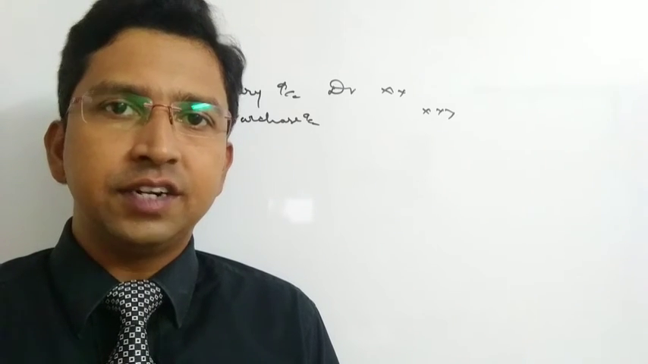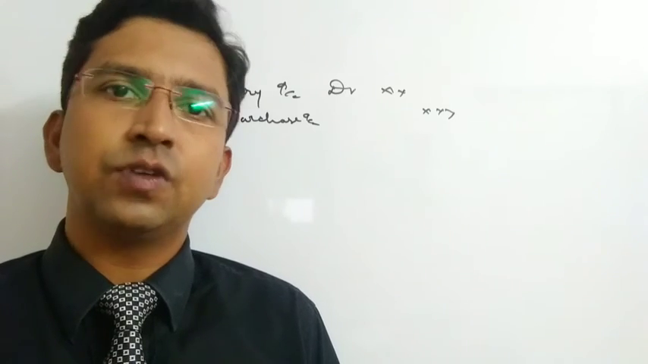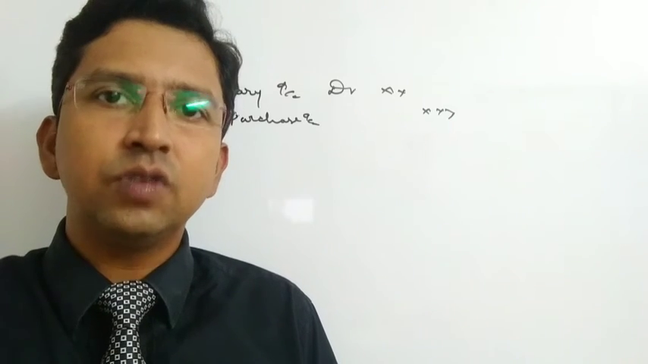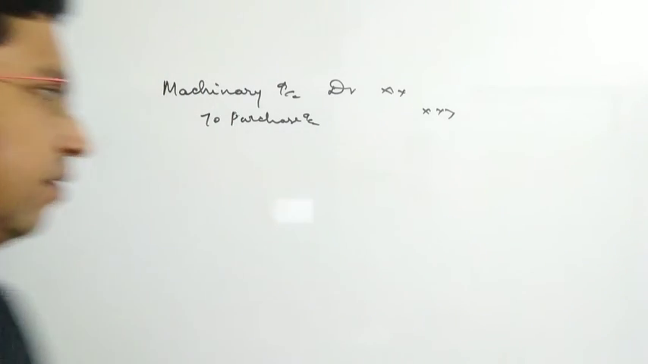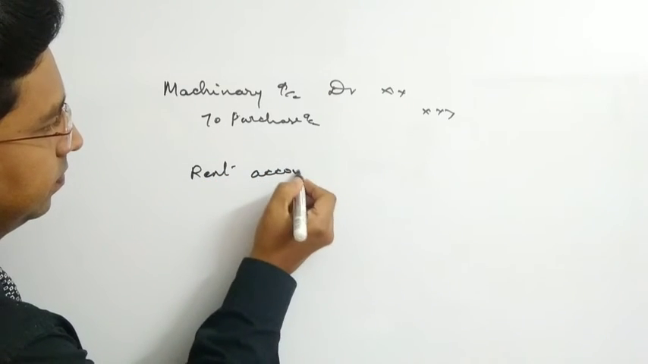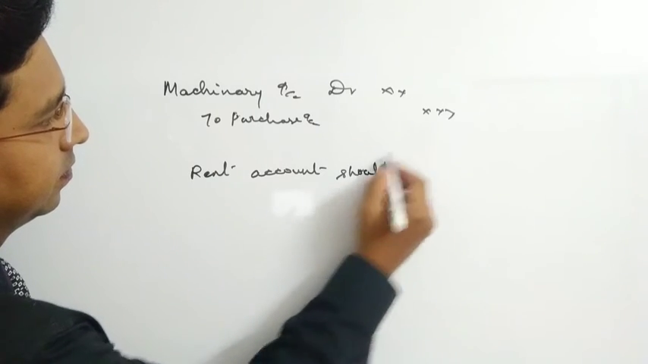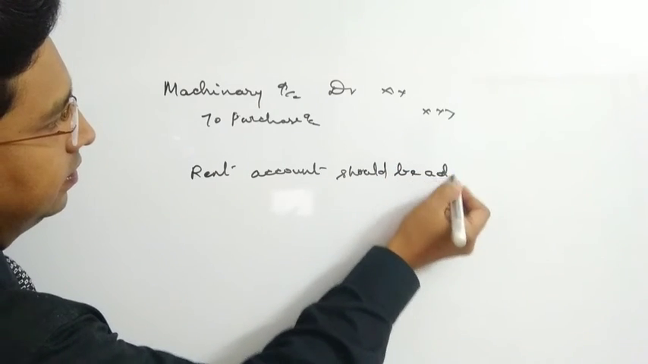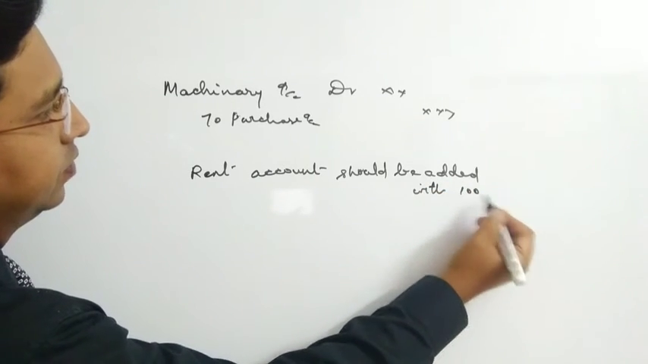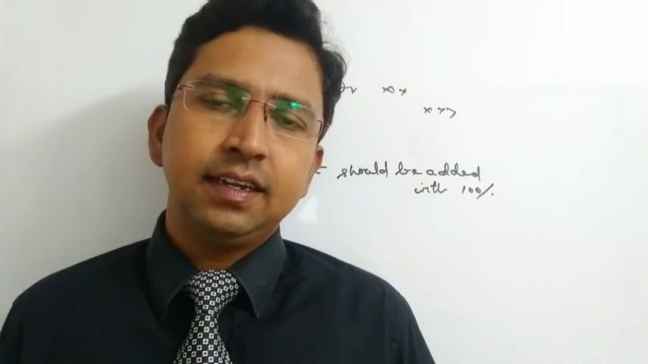Rent account belongs to the nominal account category, debit all expenses and losses. So rent account will always show a debit balance. So here it is ₹100 short, so we have to add. Which means the solution would be: rent account should be added with ₹100, isn't it? Let us take another example.